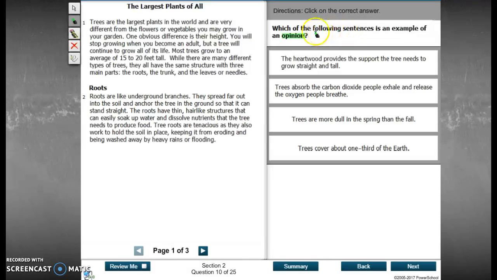Now it's a TEI. It says which of the following sentences, which makes me think it's more than one correct answer. But it also says is an example. And if it's an example, that makes me think it's only one correct answer. So that might be where they tricked a few of you.